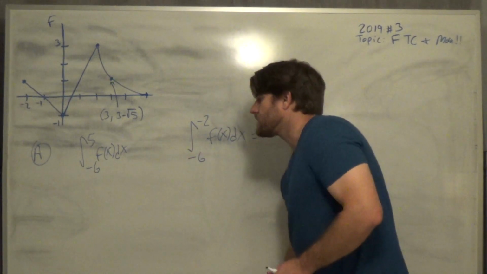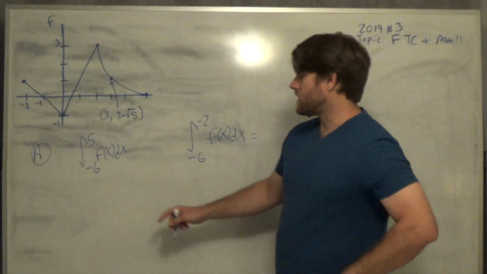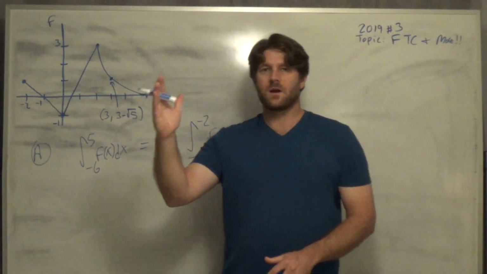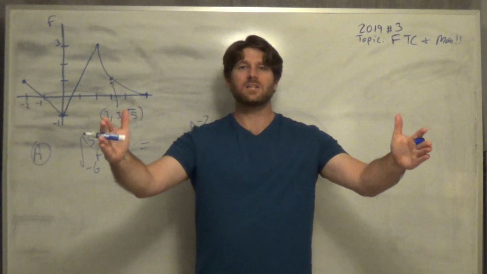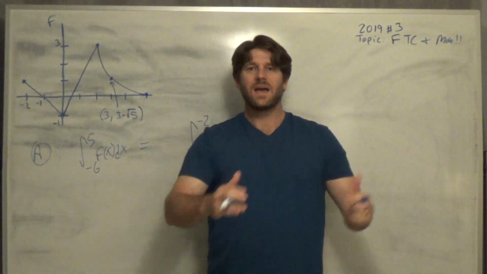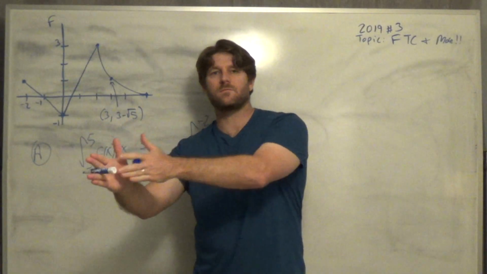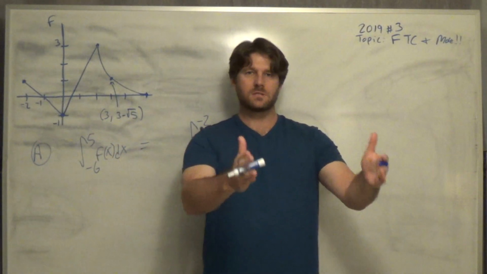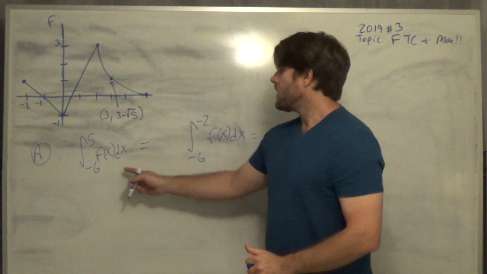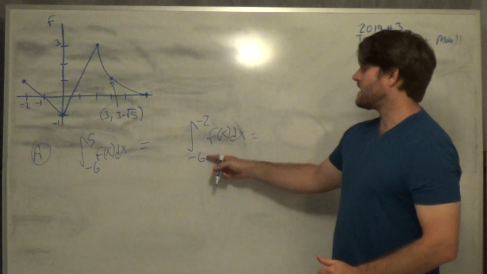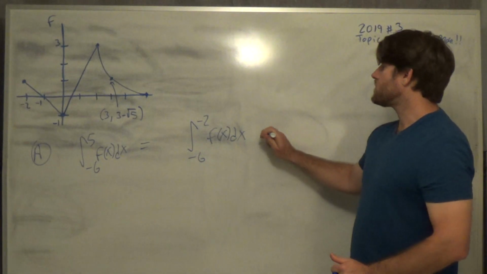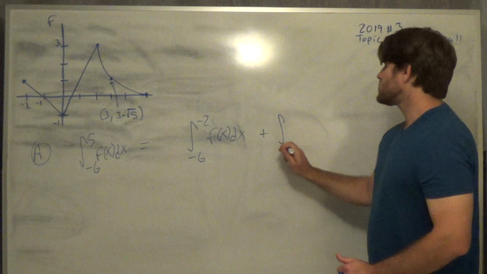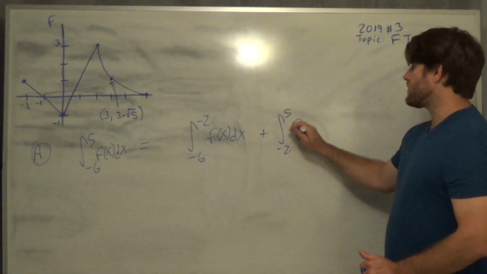If I know the area from -6 to 5, let's break that up. I can break this up into 2 chunks. And that's exactly what I want to do. So the area from -6 to 5 would be if I broke it up and found the area of this one chunk plus the area of this other chunk. So this whole area is the area from -6 to -2 plus, if I had to continue, I got to get all the way to 5. So plus -2 to 5.